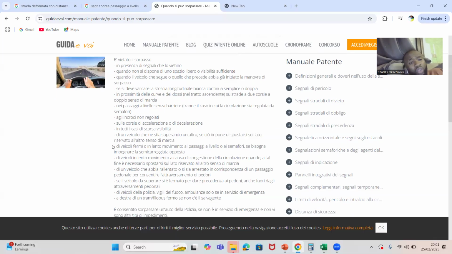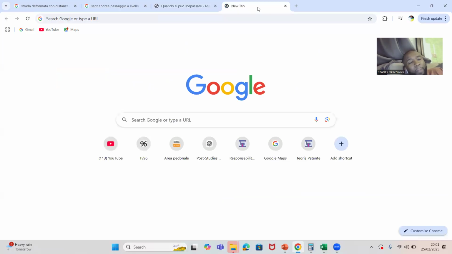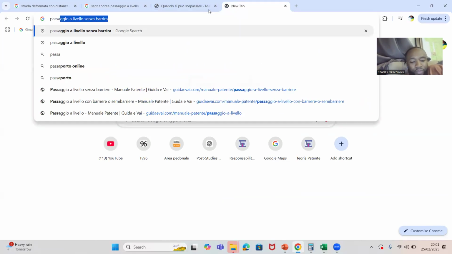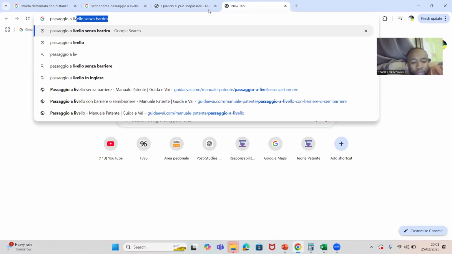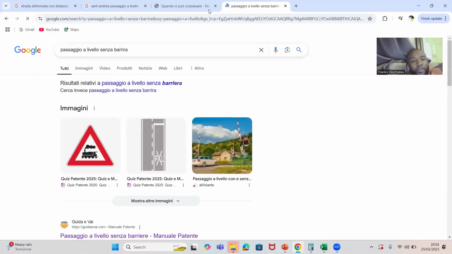You cannot overtake what? Veicoli fermi o in lento movimento al passaggio a livello o ai semafori. Se bisogna impegnare la semicarreggiata opposta. What does this thing mean? I believe everybody in this class now knows what is called semicarreggiata. If you don't know, what wahala dey. Now they said, whenever you arrive at a particular place, let me show you what they mean here.